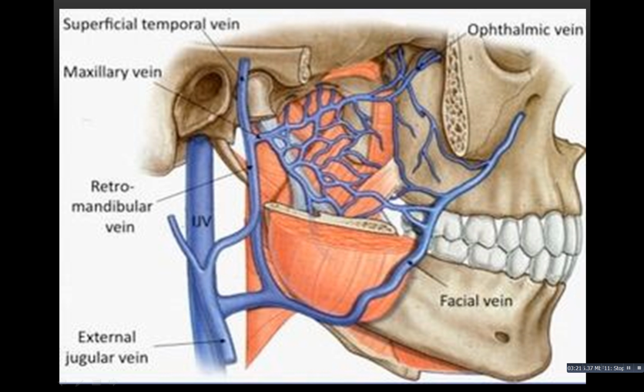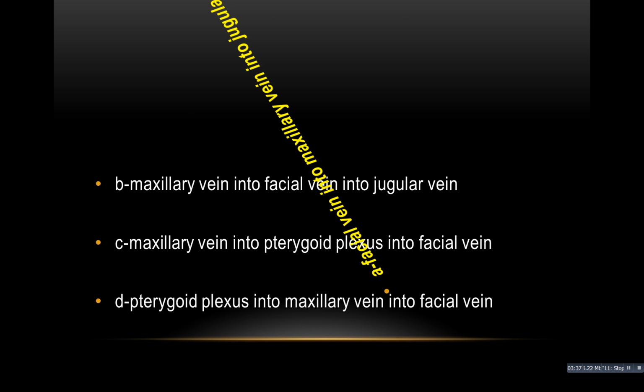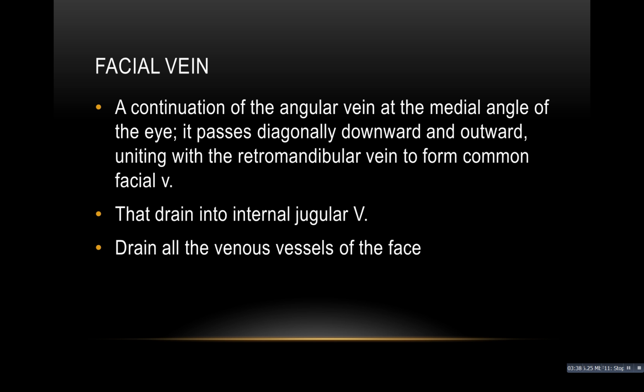So what's the facial vein? The facial vein is a continuation of the angular vein that comes from the forehead. At the medial angle of the eye it is called the angular vein, and then it passes downward and diagonally outward, uniting with the retromandibular vein to form the common facial vein. After that, it will drain into the jugular vein.